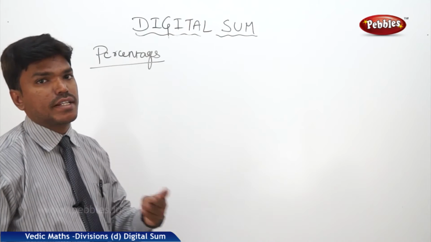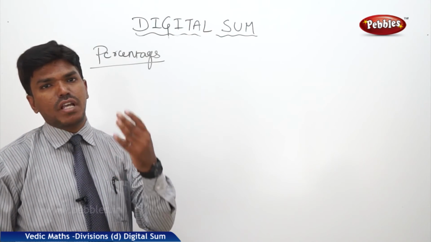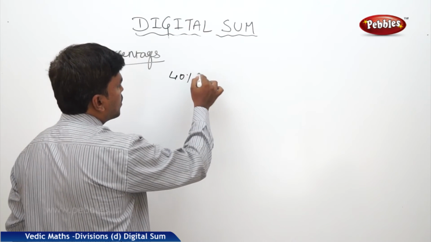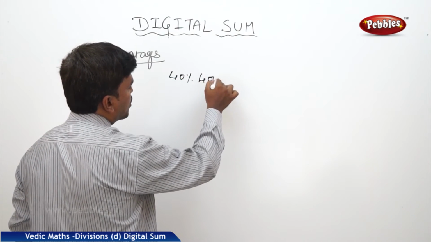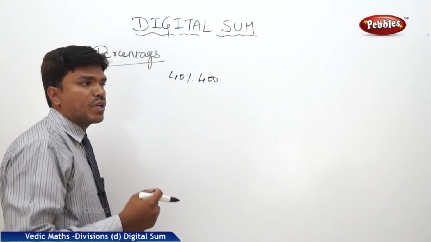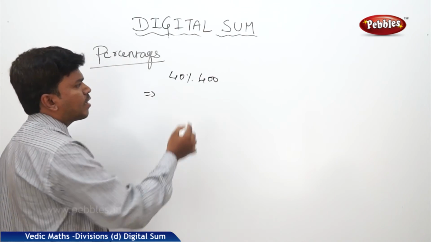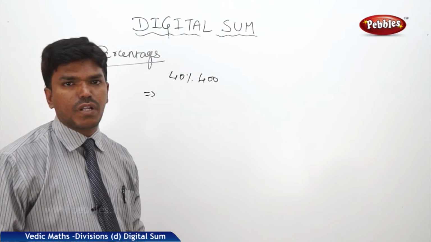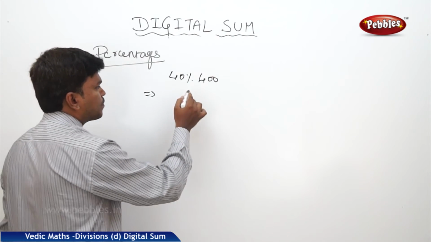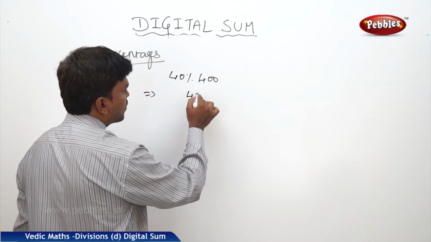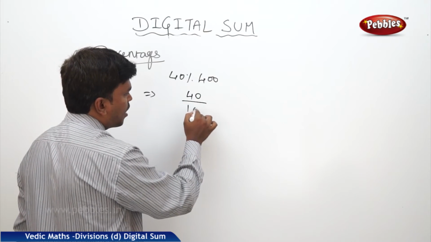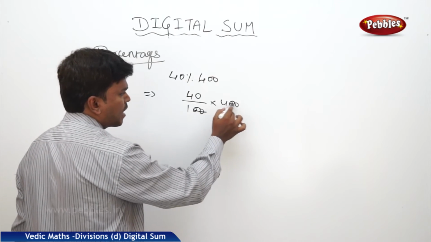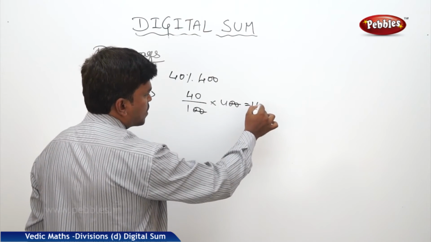Yes or no? Percent means for every 100. For example, if I want 40% of 400, what do you need to do? For every 100, the value is 40. So 40% means 40 by 100 into 400. Yes or no? Like this we will do. Zeros will be cancelled. 4 fours are 160.